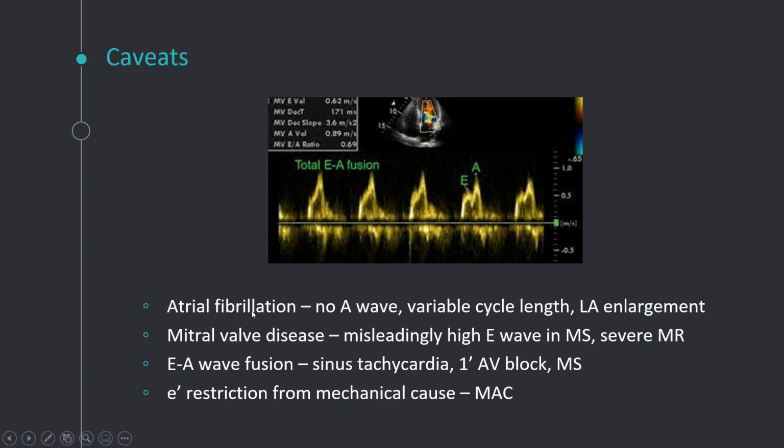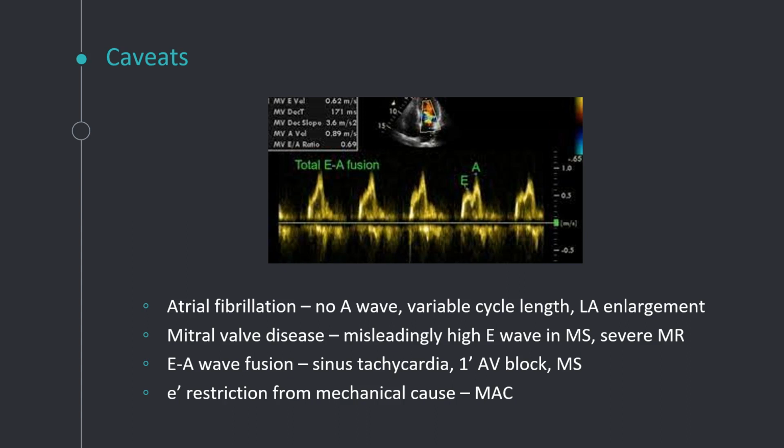Anyhow, in the case of mitral valve disease, for example mitral stenosis or severe mitral regurgitation, in mitral stenosis you're going to have an exceedingly high E wave because of the natural pressure difference. In severe MR, because of the narrowing of the valve, you're going to have a lot of backflow into the left atrium.